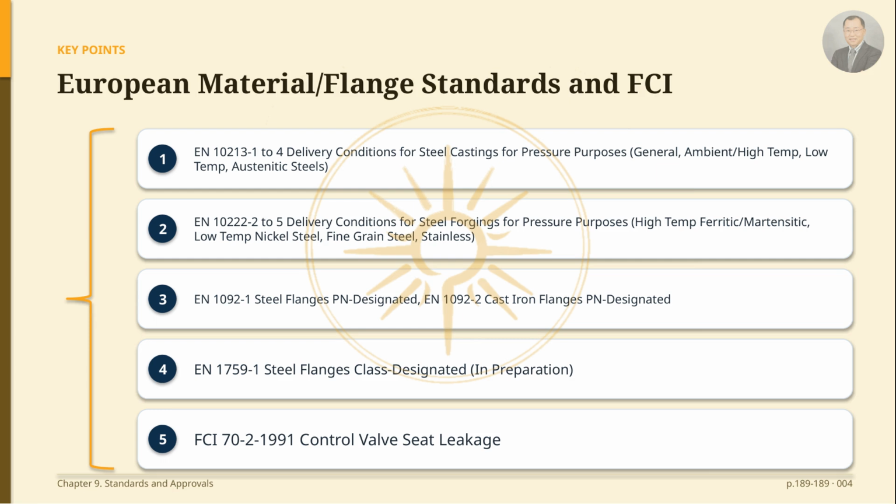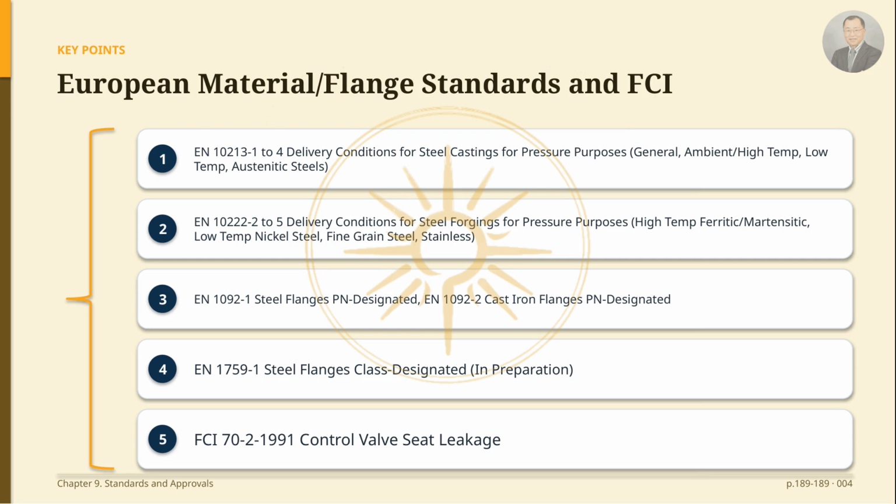EN 12212 covers the delivery conditions for steel forgings for pressure purposes, with Part 2 covering ferritic and martensitic steels for use at elevated temperatures, Part 3 covering nickel steel for low temperatures, Part 4 covering fine-grained steel, and Part 5 covering austenitic, martensitic, and austenoferritic stainless steel.